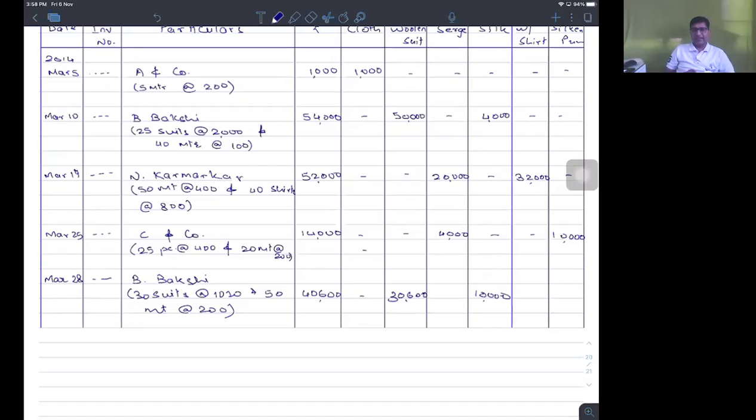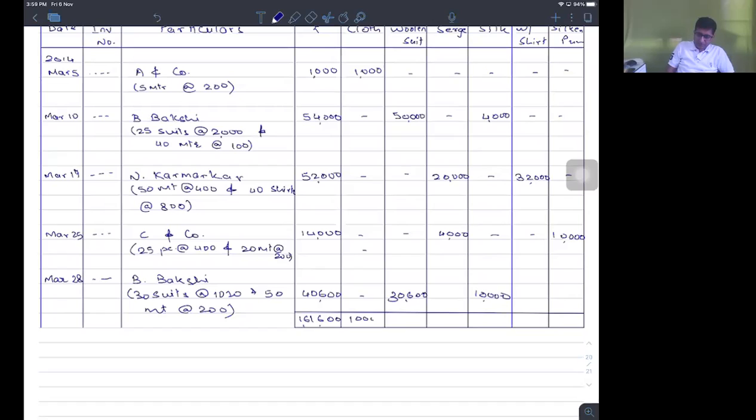Now, if you check the total of this purchase book, 1,000 plus 54,000 plus 52,000 plus 14,000 plus 40,600, that is 1,61,600 is the total of my amount column. However, this total of the amount column is not to be posted anywhere. We are doing it just for the sake of reference. Because when we prepare the columnar purchase book, the total of each column is to be posted and not the total of the amount column.